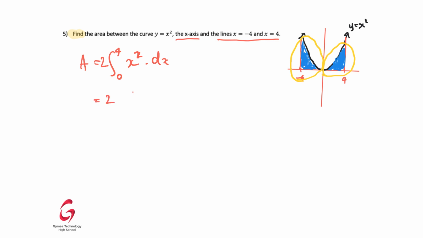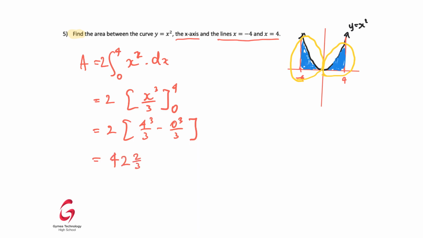All right, so we're going to double up x cubed on 3, but we're only going to substitute between 4 and 0. All right, and I chose that right-hand side because I'd much prefer to substitute positive values rather than negative ones. All right, so we're going to get double 4 cubed on 3 minus 0 cubed on 3, which will give us 42 2/3 units squared.